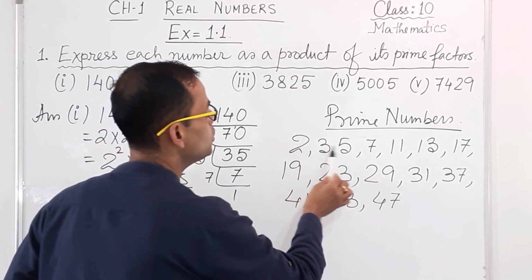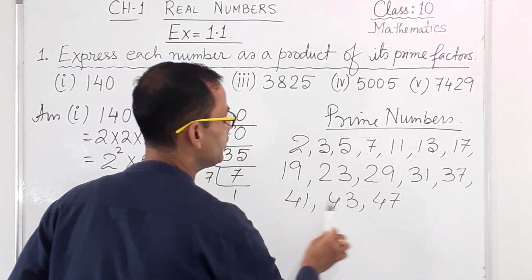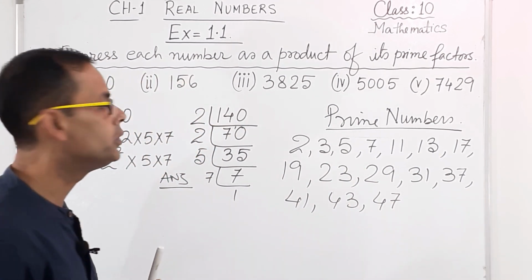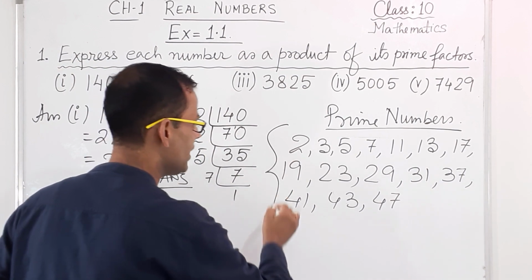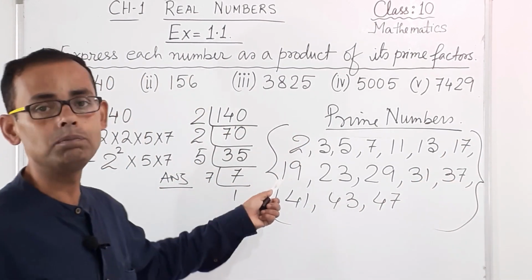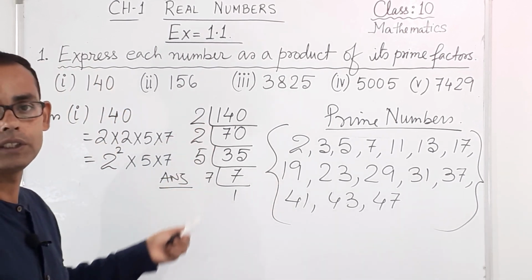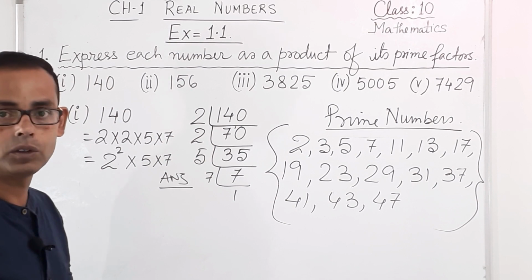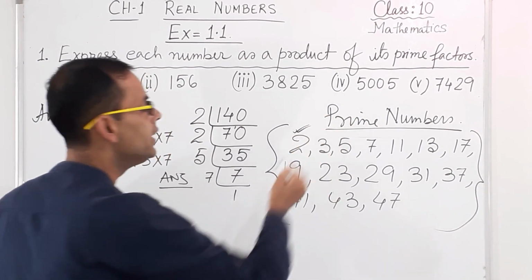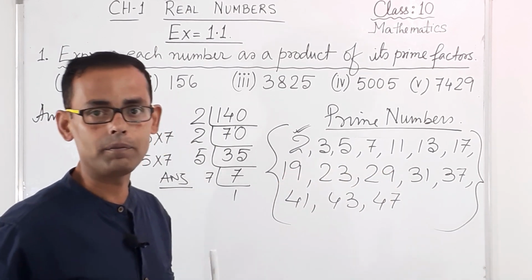From 1 to 50, these are the prime numbers. With these numbers only you have to do these calculations. You cannot take other numbers. And out of these numbers, 2 is the only even prime number. Others are all, you can see, odd prime numbers.